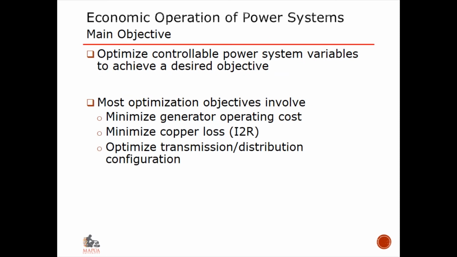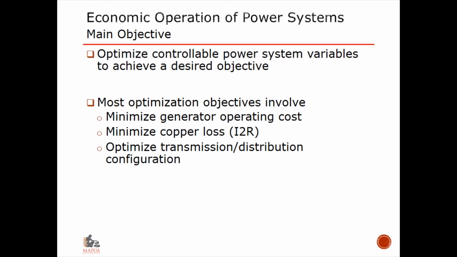Now, what's the main objective of economically operating a power system? You have to optimize controllable power system variables to achieve a desired objective. Most optimization objectives involve a decision: do you want to minimize generator operating costs? Do you want to minimize copper loss? Or are you optimizing transmission or distribution configuration? So normally you have to have an objective or a goal whenever you're trying to operate a power system economically.